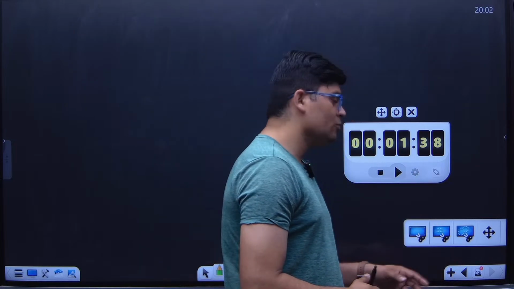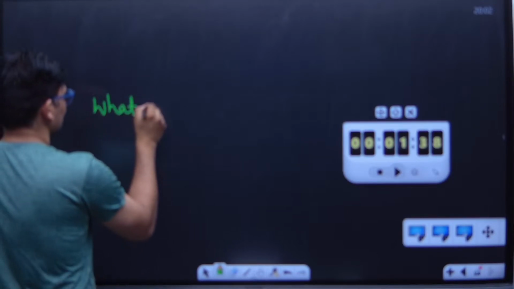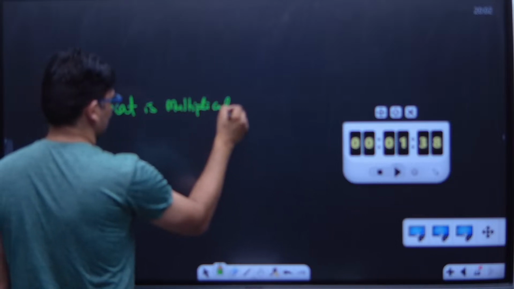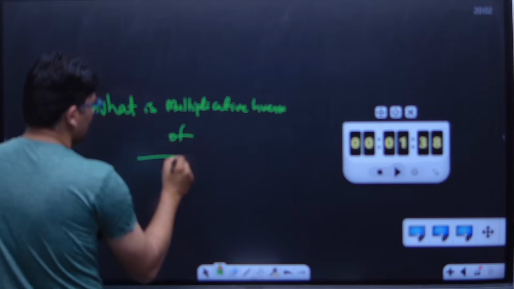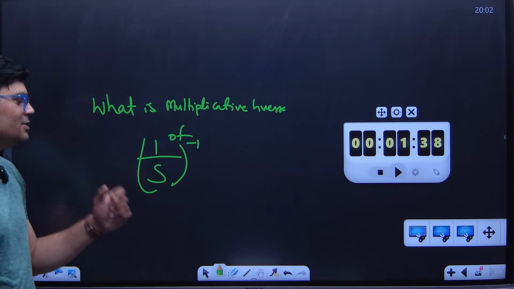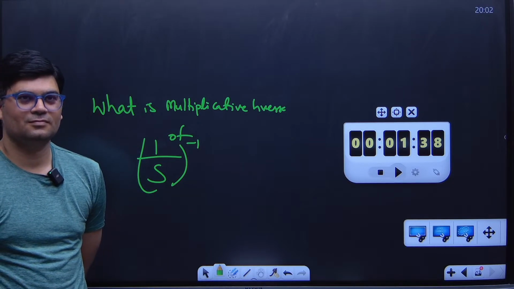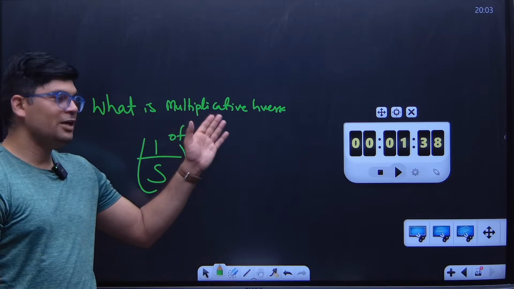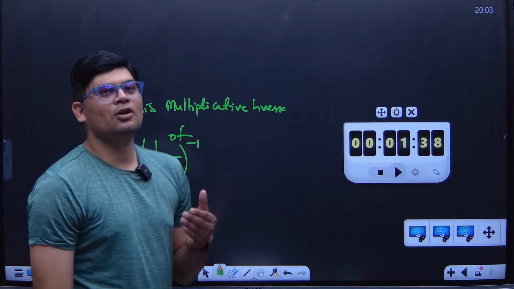The question may confuse you like this: what is the multiplicative inverse of 1 by 5 raised to the power minus 1? Tell me the answer for this. It'll be 5 by 1 to the power 1. You know what a multiplicative inverse is? The multiplicative inverse is the reciprocal of the number.